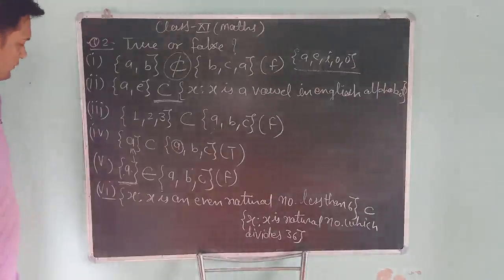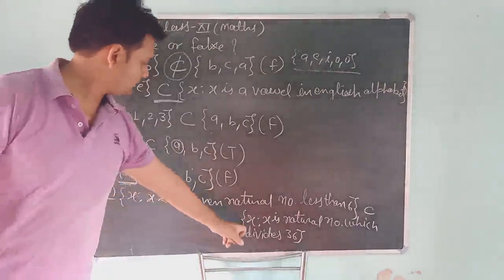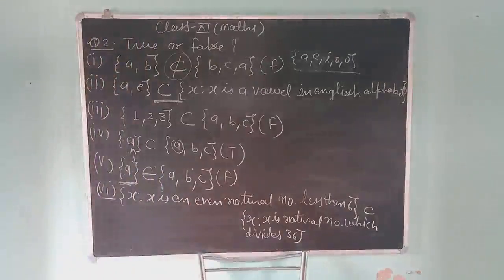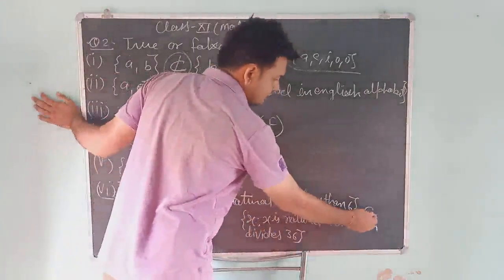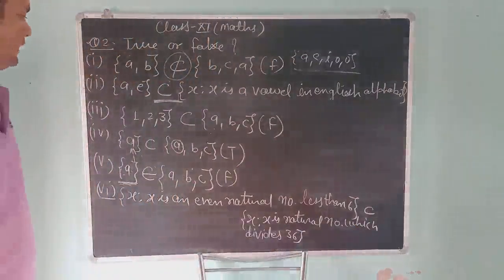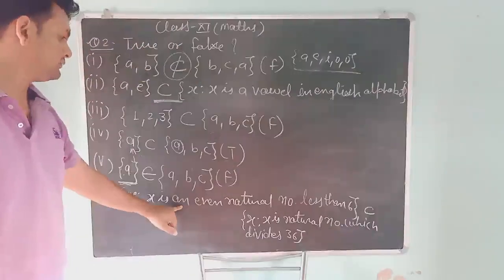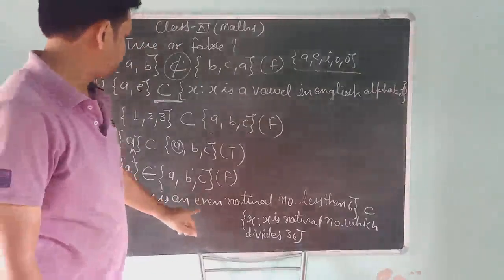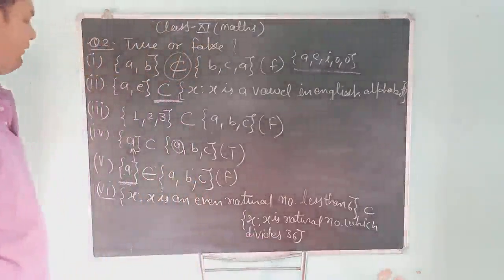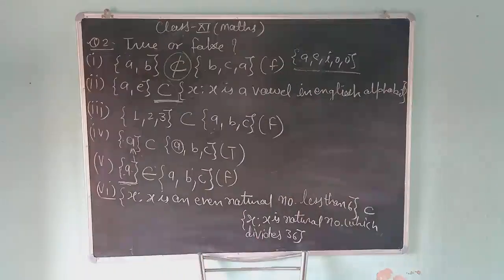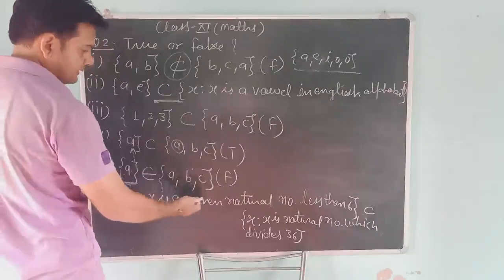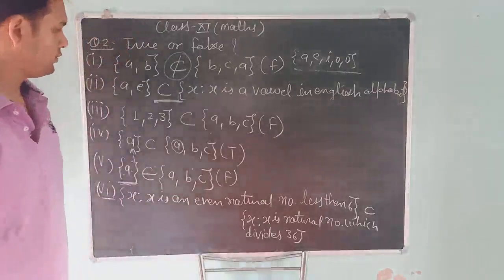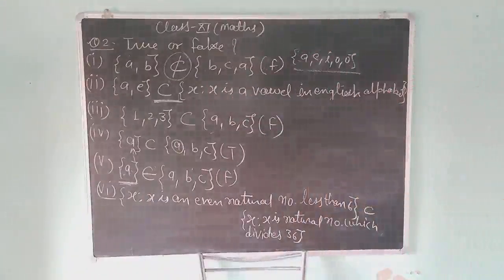According to this question, we have a first set and this is the second set. The symbol between these two sets is given. This is the symbol of subset. So students, according to the question, the first set is a subset of the second set. Now we have to check whether this is true or false. First of all, I would like to change these sets into roster form.